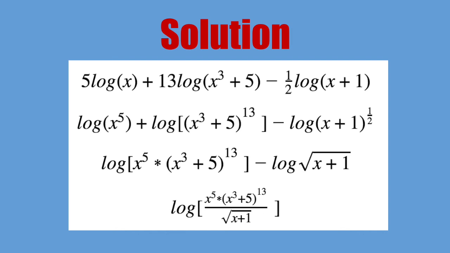And lastly, since we have a negative sign, we can use the quotient rule to put that all in a division. So now our new expression is going to be log of x to the 5 times (x³ + 5) all to the 13th, over x + 1 squared.